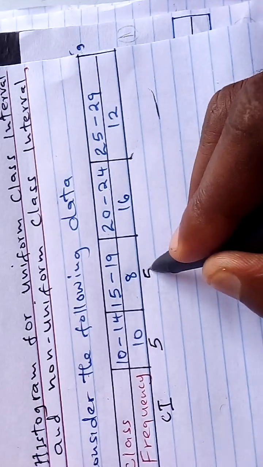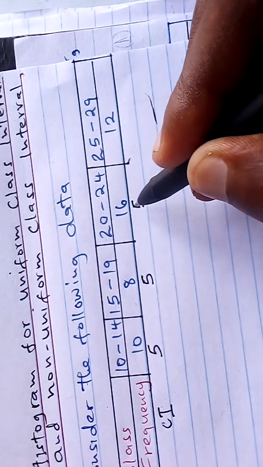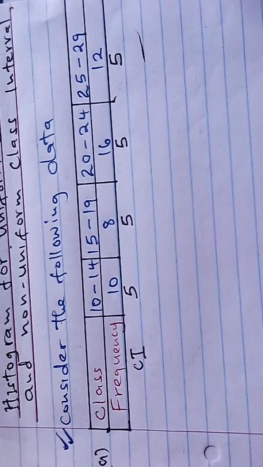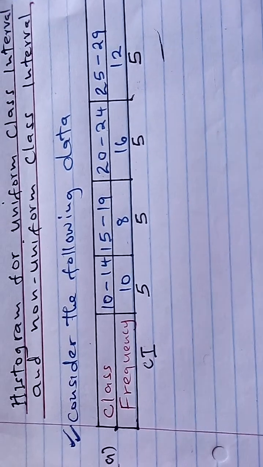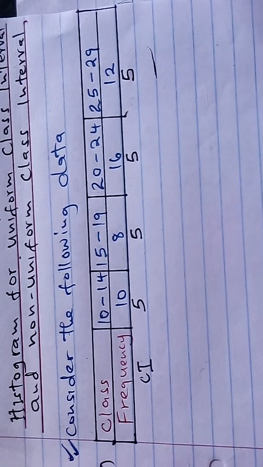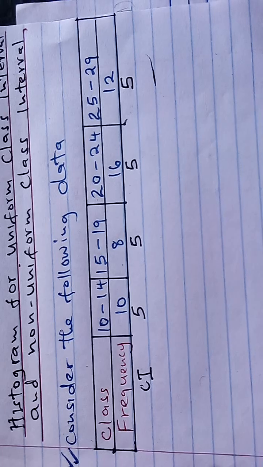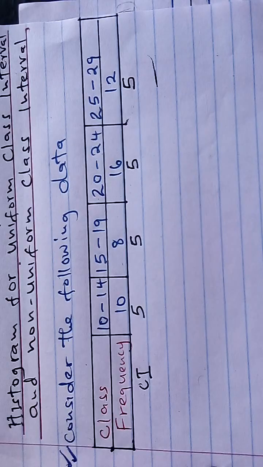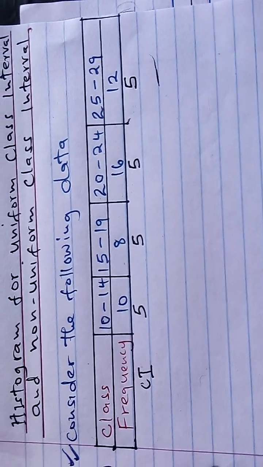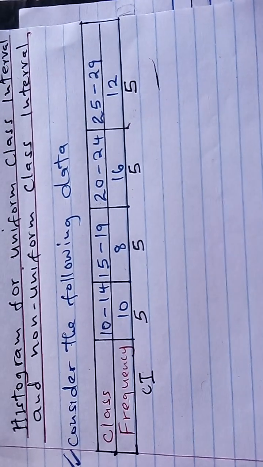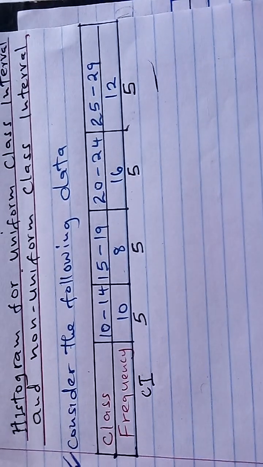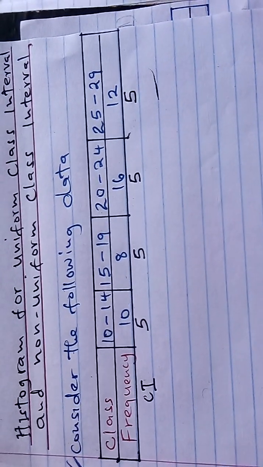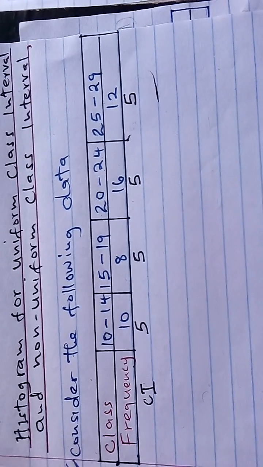Here also 5. Here also 5. Here also 5. So if you look at this data, you will realize that the class interval is the same. So the class interval is uniform, meaning these are uniform data. So when plotting a histogram for a data whose class interval is uniform, we plot frequency against the upper class boundary. So for a data whose class interval is uniform.